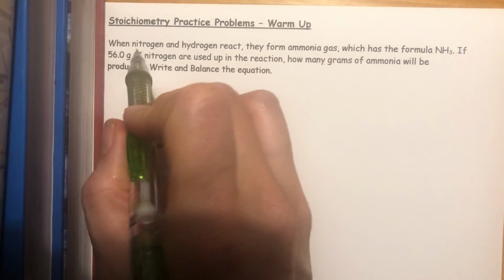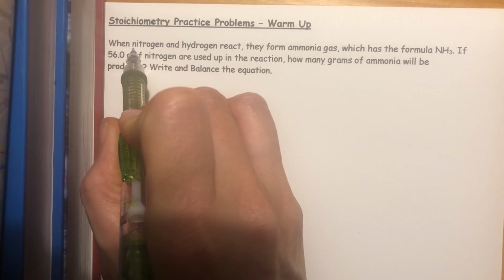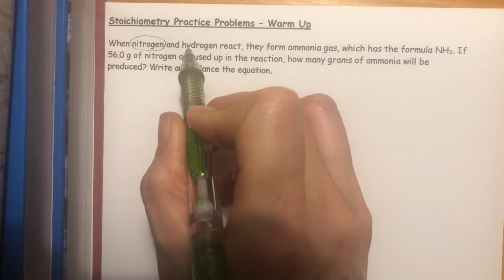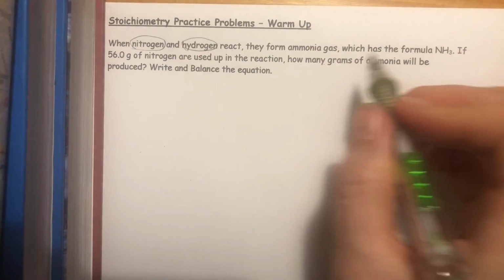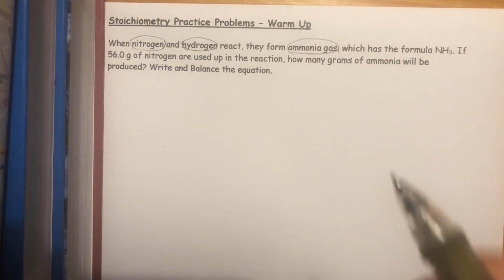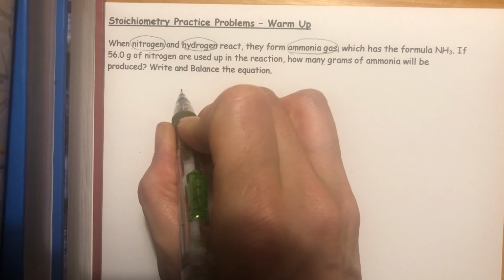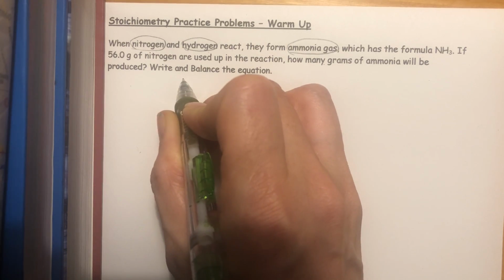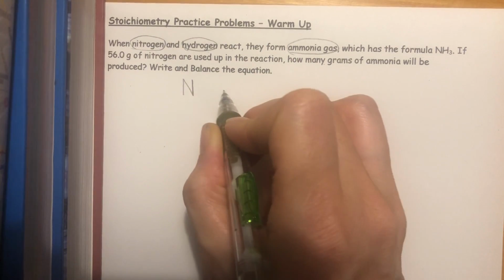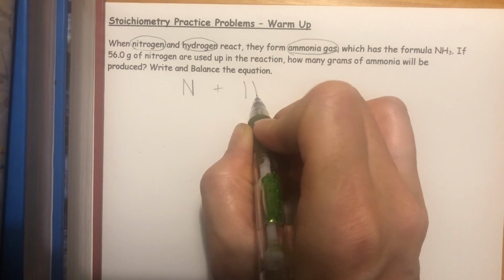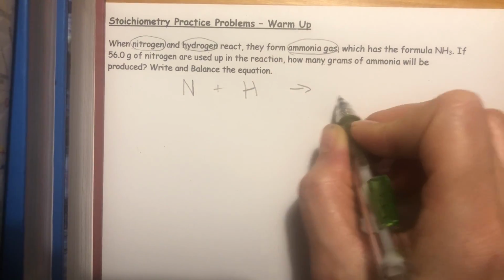So the very first thing we need to do is write that equation. So I'm going to circle what we got, circle what we got, and circle what we got. The first thing we have, if you didn't already do this when you were practicing it, is nitrogen, and hydrogen, and ammonia gas.